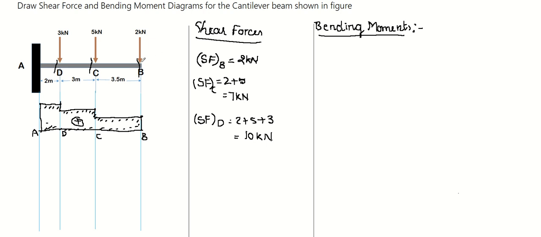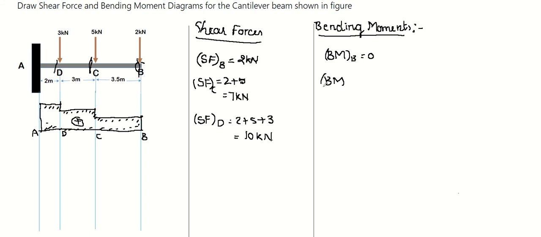So let us see bending moment at B. What happens to bending moment at B? We have the force acting right at B, so there is no distance: 2 multiplied by 0 is 0. So there is no bending moment at B. Next, bending moment at C.